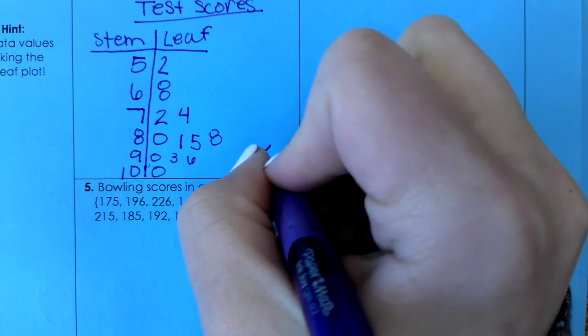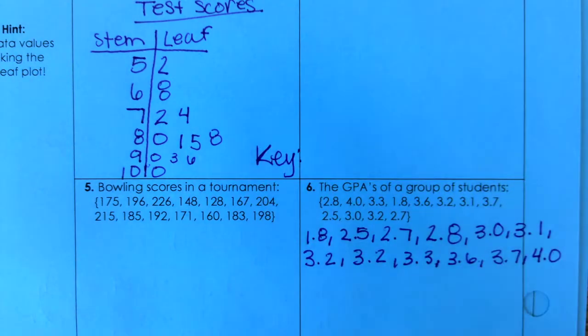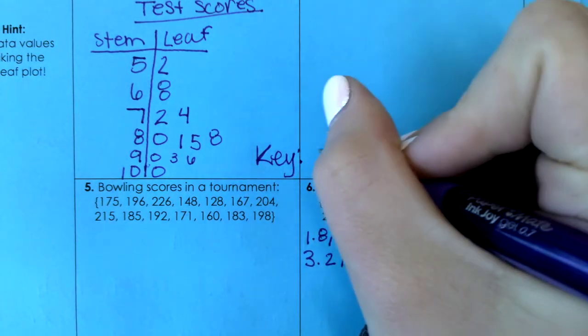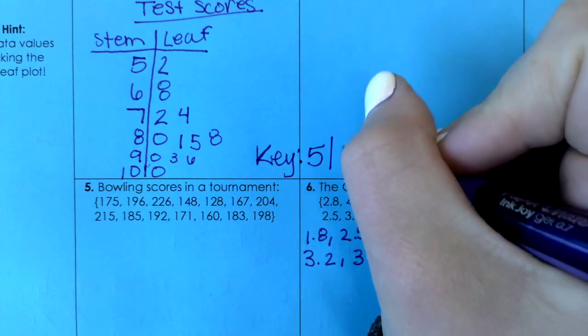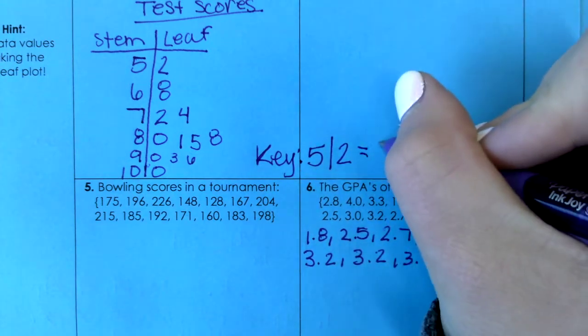One thing that I forgot to do on this last one is you're always technically supposed to make a key, like how you have on a map, like a legend. So what I should have put when we started was I should have put that 5 with the 2 and then put equals 52.